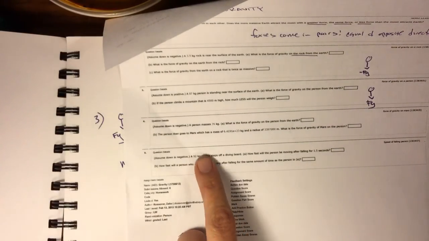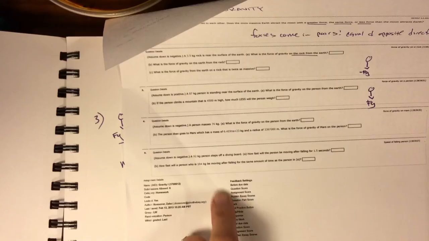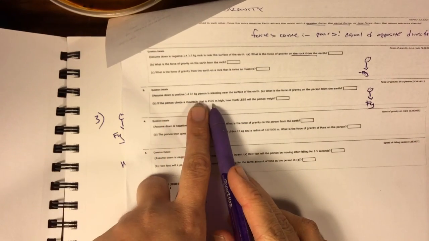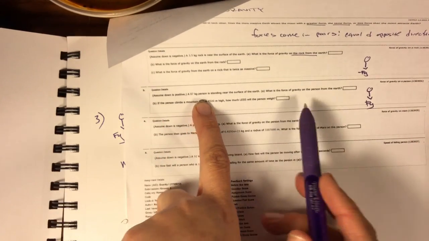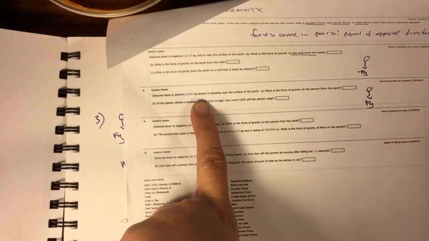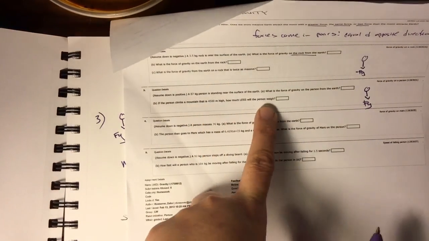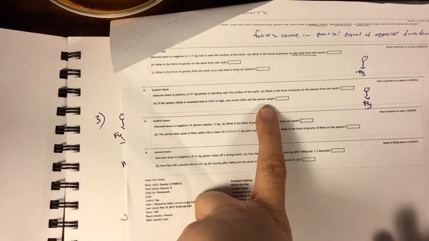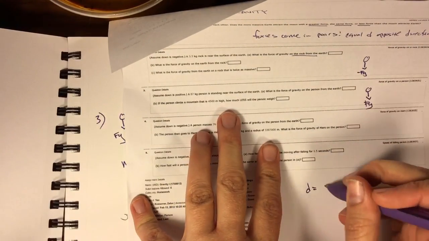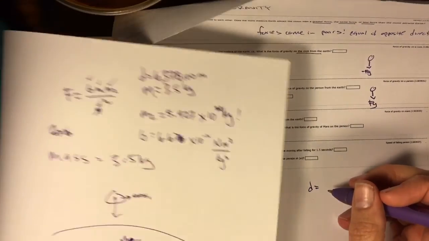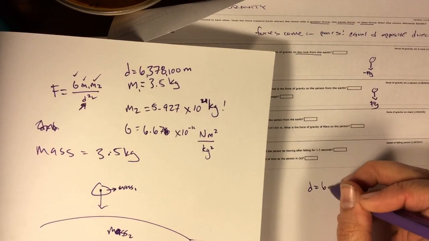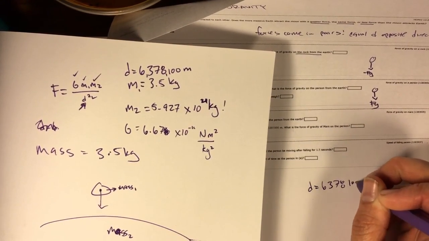So part B of 3 says, if a person climbs a mountain that is 450 meters high, how much less will the person weigh? How much less will this person weigh? It is insignificant. It is basically 0. You're not going to weigh anything less because right now our distance is 6,378,100.